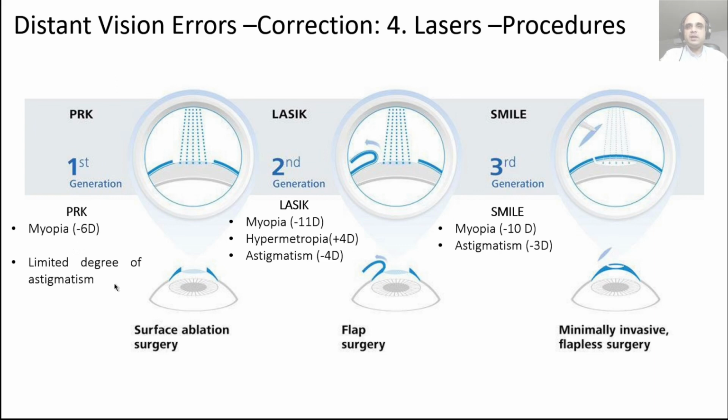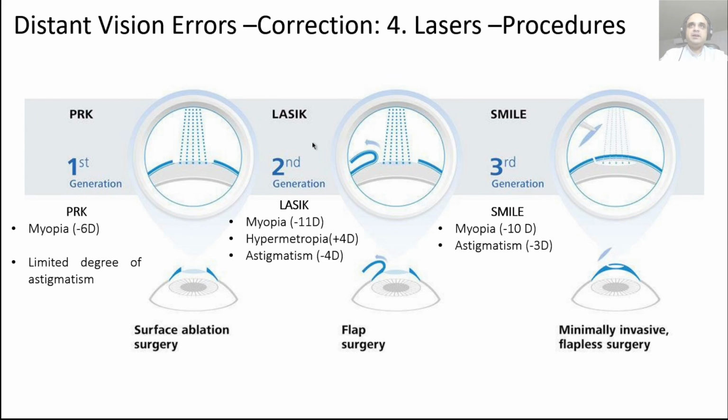The problem was that the corneal superficial surface has a lot of free nerve endings. So when you do laser like this, you expose those free nerve endings and the patient experiences quite a lot of pain. So visual recovery is delayed by up to 4 or 5 days. To overcome that, the second generation procedure, LASIK, came into existence or popularity.